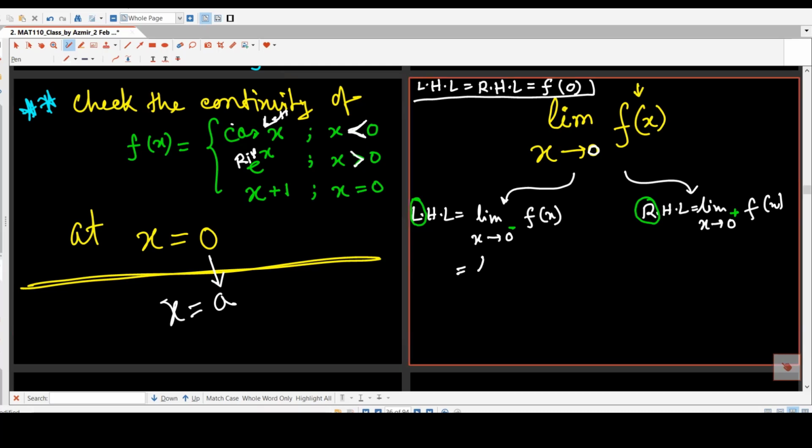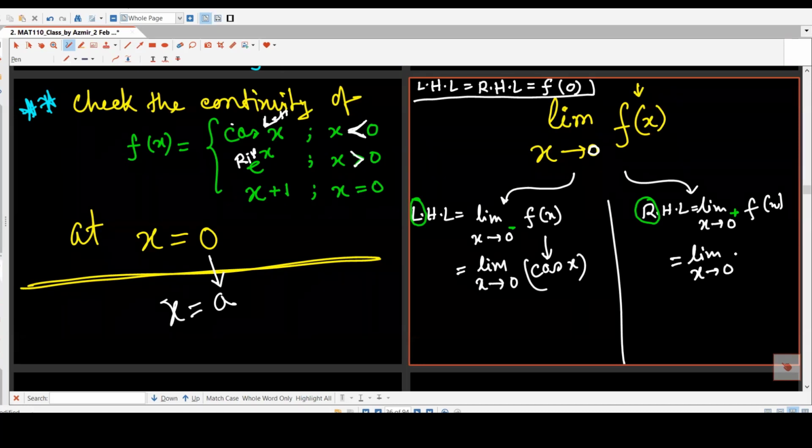Limit x tends to 0 minus, no need to write minus now because we have figured out which function should be placed here: cosine x. Right hand limit, x tends to 0 plus, we are dropping the plus sign now. So f of x should be e power x. This is a very crucial part. You have to be very careful here and sincere while choosing the functions. Otherwise, you will go in the wrong direction.